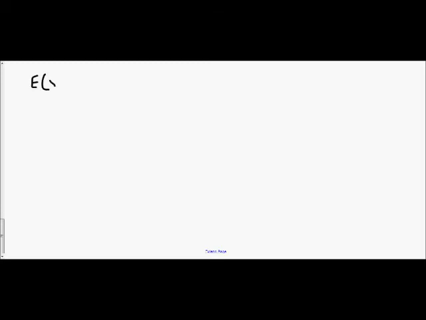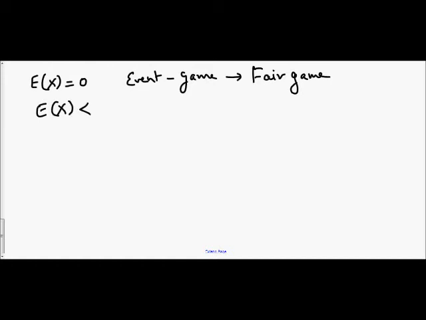If e of x is equal to 0, then the event, we take the event as a game. If it is a game event, then the game is called a fair game if the expected value of x is equal to 0. If the expected value of x is less than 0, then it is an unfair game. Okay, in all other cases there is some expectation in the game.